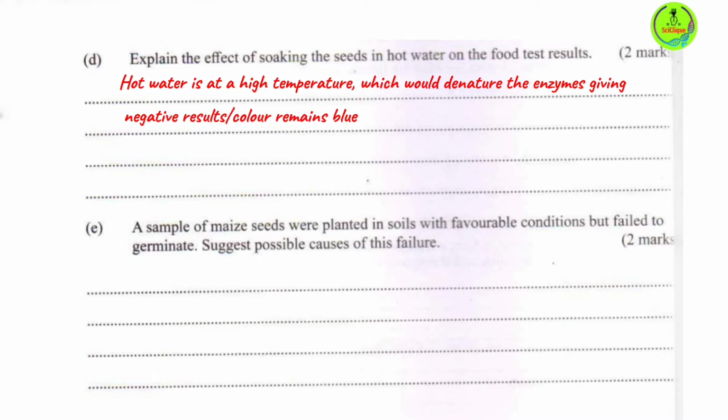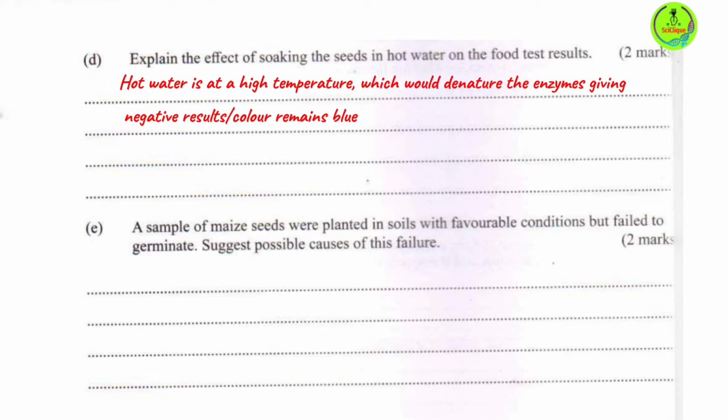E. A sample of maize seeds were planted in soils with favorable conditions but failed to germinate. Suggest possible causes of this failure. The seeds here are clearly dormant. Now, when it comes to dormancy, it can result from a variety of factors, some of which are from the environment, environmental conditions, and some are internal factors, present within the seed. But in this case, we have been specifically told that the conditions were favorable. So that means these are the conditions that are present internally within the seed that are affecting its germination.